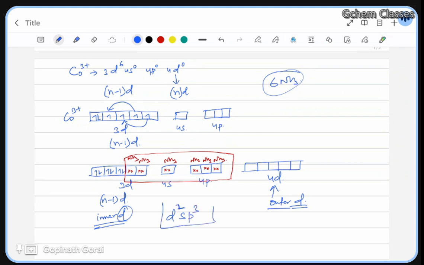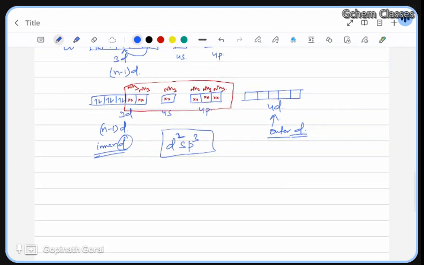So hybridization is d2sp3. Now, for d2sp3, we already know the geometry. In main group chemistry, when we find the hybridization, we also have to consider lone pairs, and the shape is different from the geometry. Here it is very easy. If you find the hybridization, you directly get the geometry, because we don't have lone pair conditions here. Now d2sp3 means the steric number is 6, so it will be octahedral.